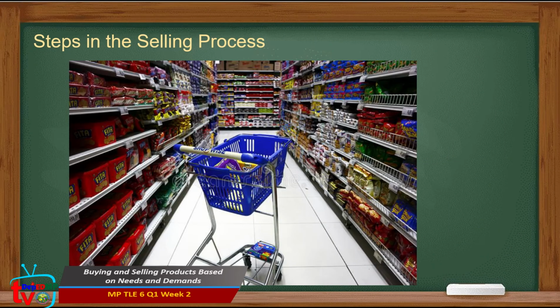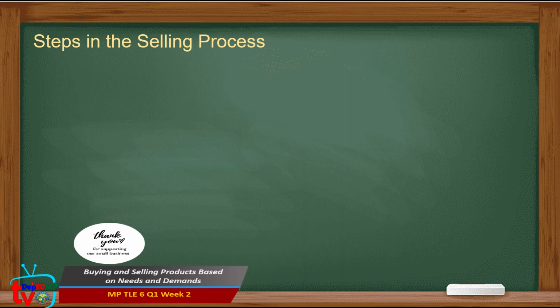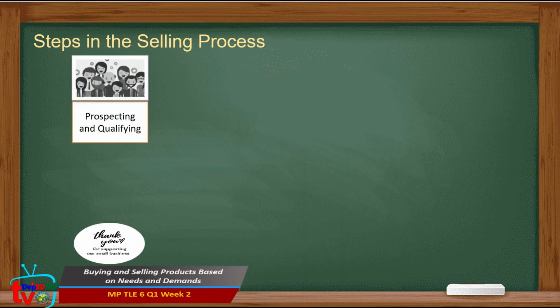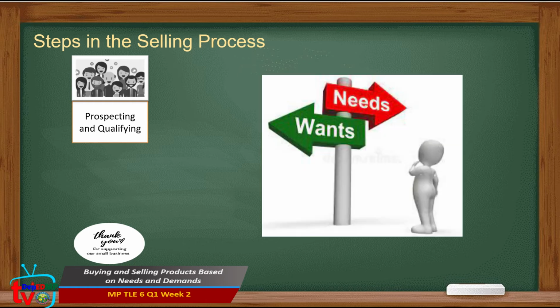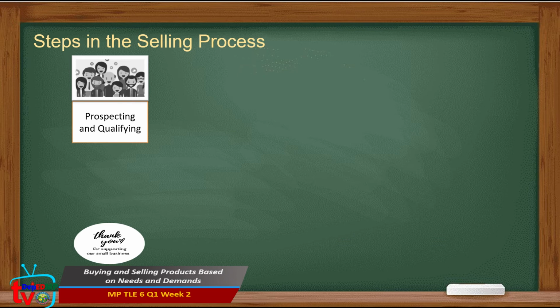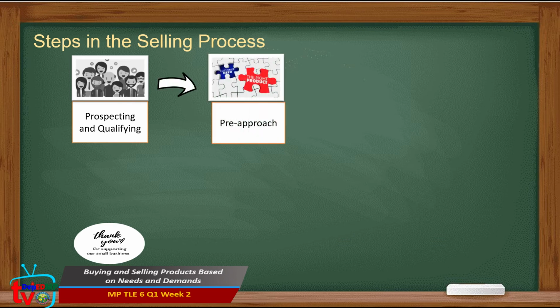If there are steps in the buying process, there are also steps in the selling process. Let us study the cycle in selling process that takes place in the following illustration. The first one is prospecting and qualifying. This step is knowing your potential buyers. Who will buy your product? Who will need your product? They are the people in your community or the children, if it's in school, who are willing and able to buy your products.